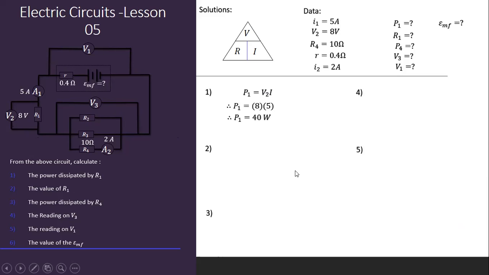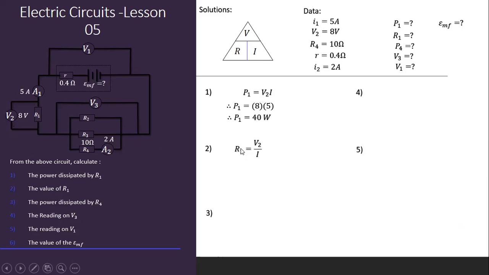The second question says we have to calculate the value of R1, that means the resistance here. When we look at this resistor, we have voltage and current. We can calculate the resistance using this Ohm's triangle. So for us to calculate the resistance, it's voltage over current. So the resistance of R1 is V2, this voltage, all over the current which passes through R1.